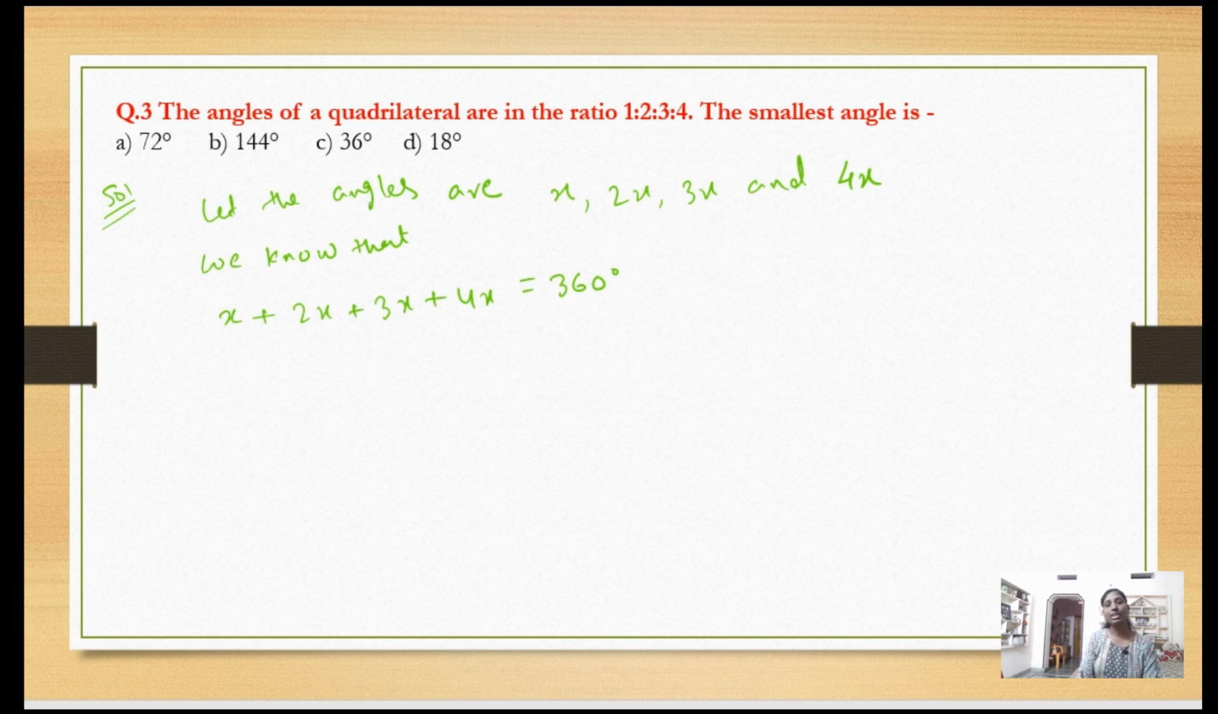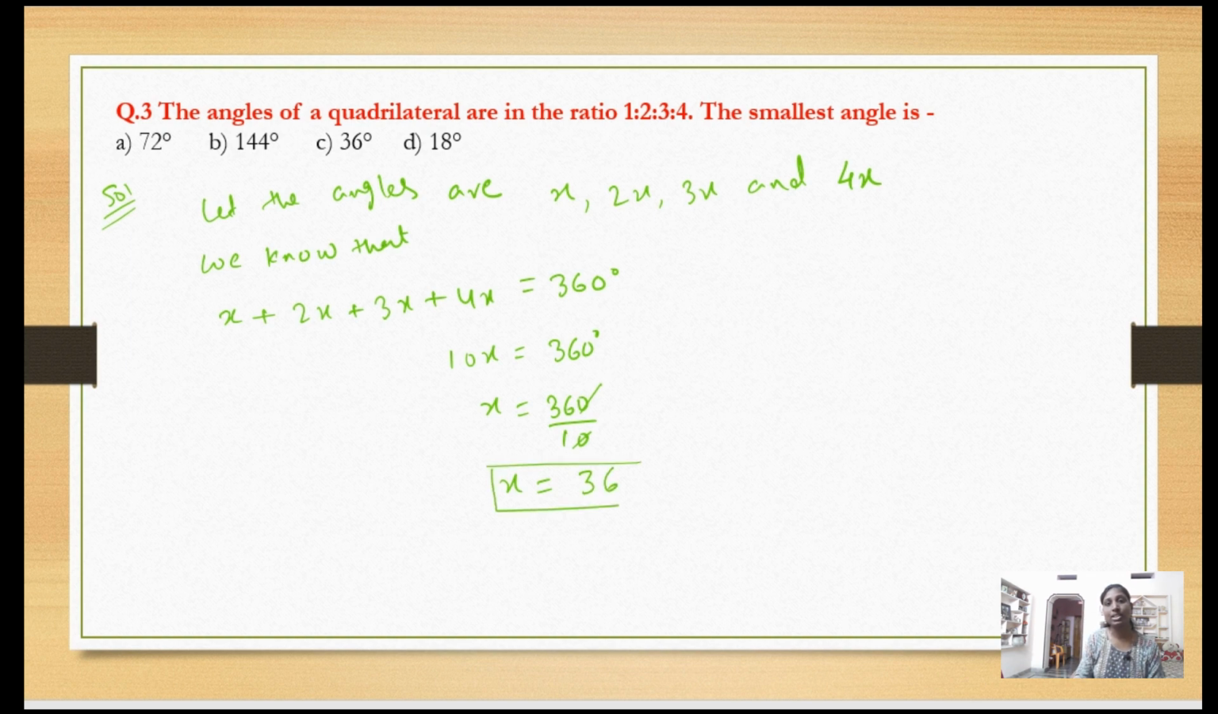360 degree. So x plus 2x plus 3x plus 4x is what? 1 plus 2 is 3. 3 plus 3 is 6. 6 plus 4 is 10. 10x is equal to 360 degree. So x is equal to 360 by 10. Means x is equal to, 0 cancel, we will get 36. Okay, this is the value of x.